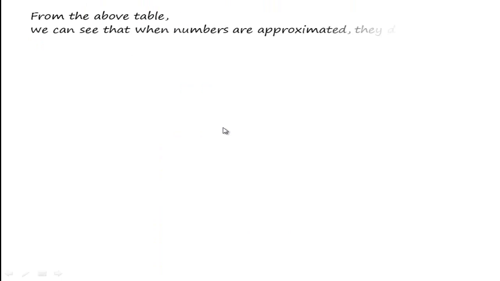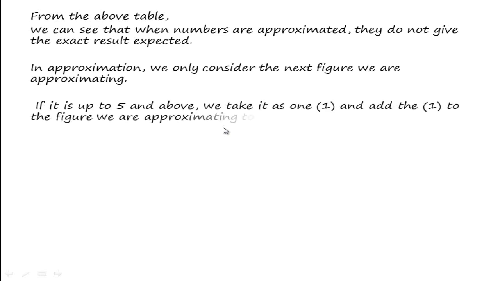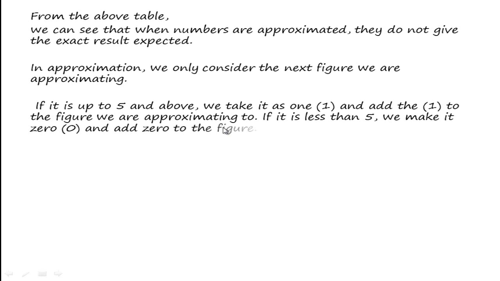Now from the above table that we have seen, we can see that when numbers are approximated, they do not give the exact result expected. Are you following now? In approximation, we only consider the next figure after the one we are approximating. Now if it is up to 5 and above, we take it as 1 and add that 1 to the figure we are approximating to. And if it is less than 5, we take it as 0 and add 0 to the figure we are approximating to. I know it is clear. Now let's go to the example so that you get this very well.